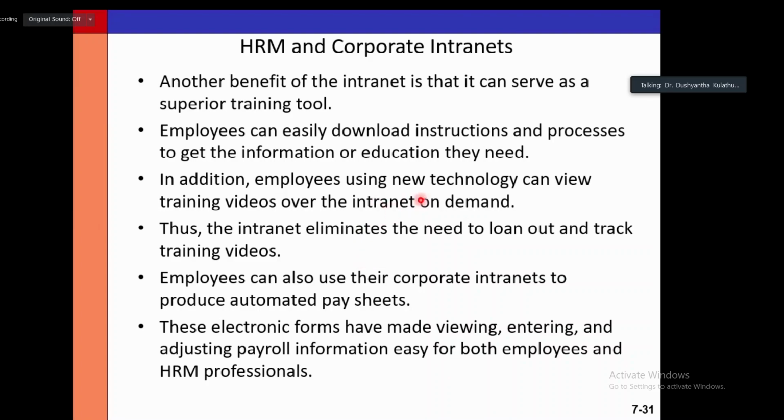So therefore the benefit is more here. Employees can also use their corporate intranets to produce automated paychecks, and so the corporate intranets can also be used to produce the automated pay sheets. As I highlighted earlier, employees are in a position to get it on their own without any interaction from the HR department.